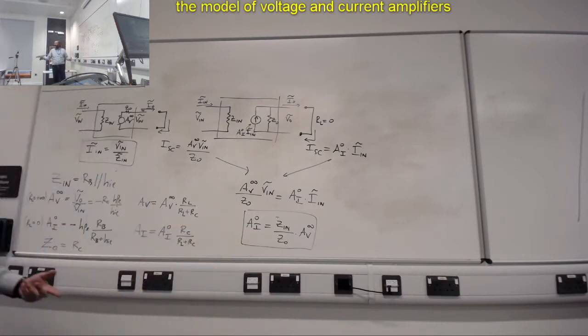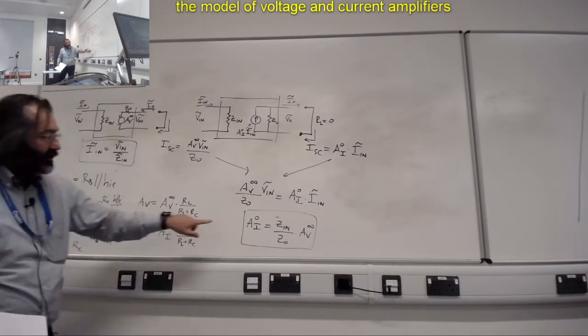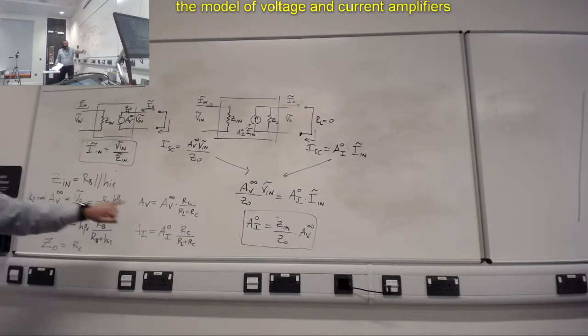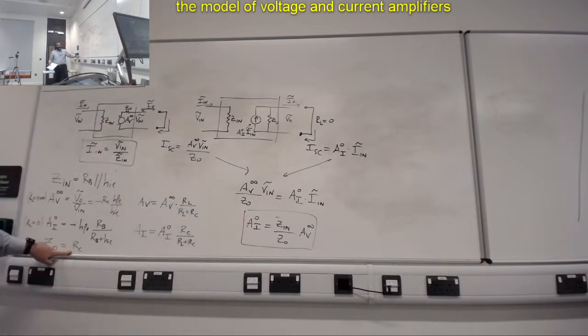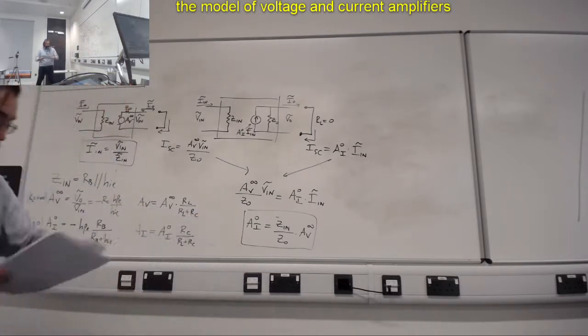So you could, for fun, check that AI0 that we calculated for that specific realization, the C1 realization, you should be able to check that Z in, which is this thing, over Z output, which is that, times AV infinite, which is that, should give you this thing. Okay.